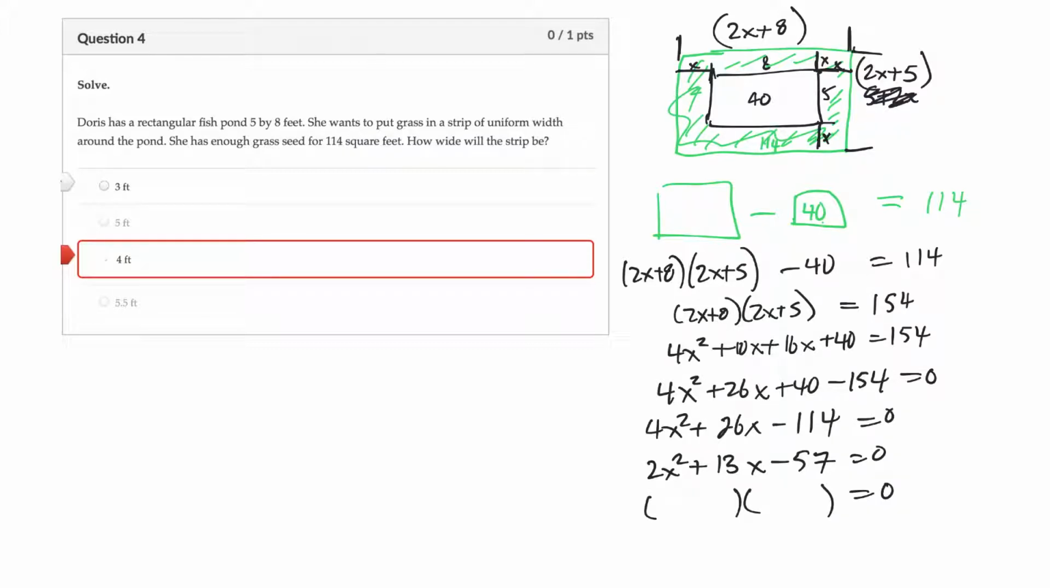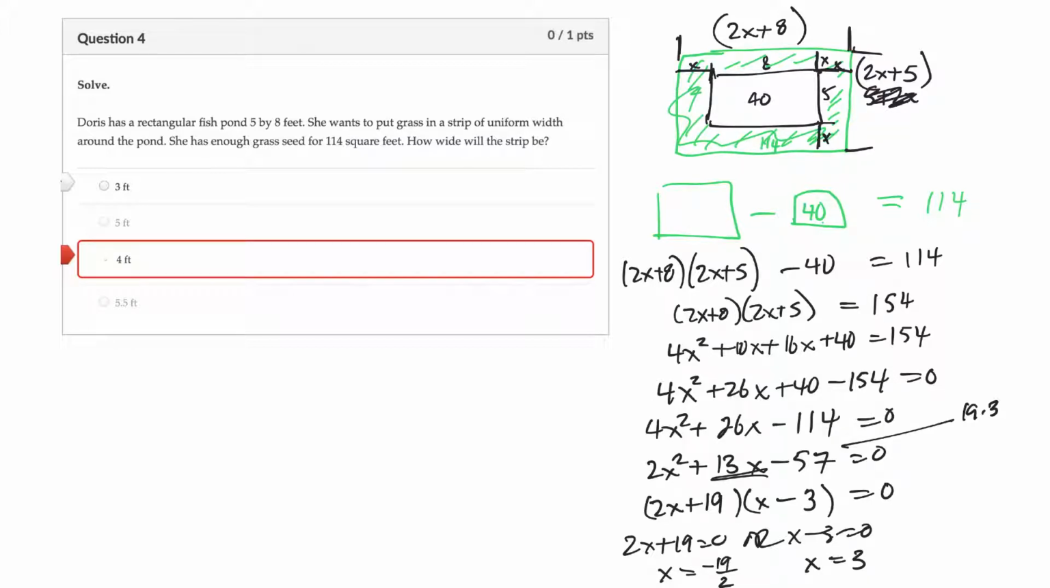So I have to have a 2x here and an x here. And then 57 is 19 times 3. So I think I'll put a 3 here and a 19 there. 19 will have to be positive and the 3 negative. If you FOIL that out, I think you're going to get 13x. So therefore, 2x plus 19 is 0, or x minus 3 is 0. So on this side, you get x equals negative 19 over 2. On this side, you get x is equal to 3.